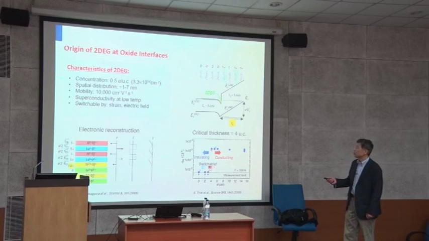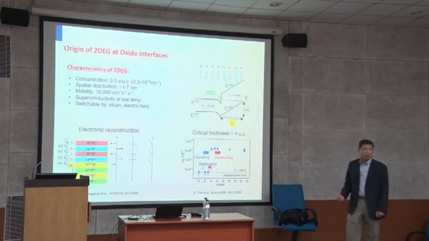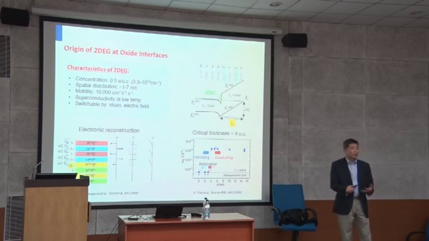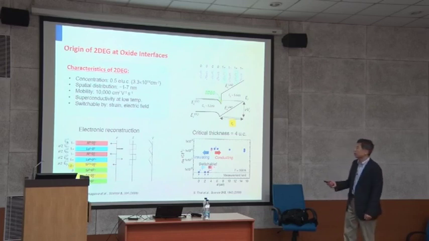And then the distribution is in the range of 1 to 7 nanometers, but we actually measured the spatial distribution of the 2D electron gas by inline holography. I'll show you with a TEM-based technique the actual spatial distribution of the 2D electron gas, and quantitatively we know the number and also the spatial distribution, the length scale or spread of this. It's roughly 1 or 2 nanometers, very well confined near the interface.